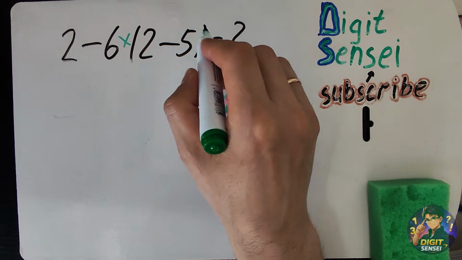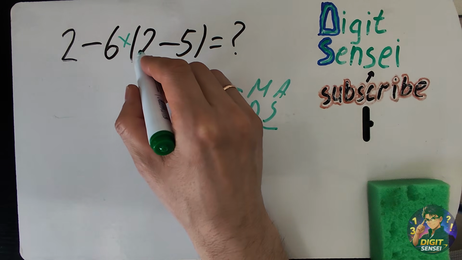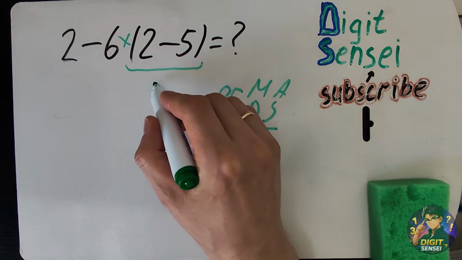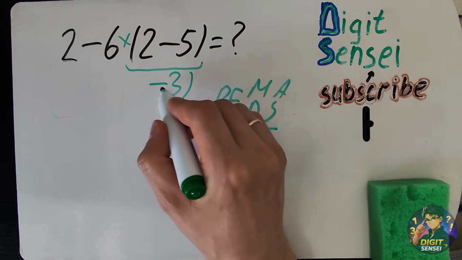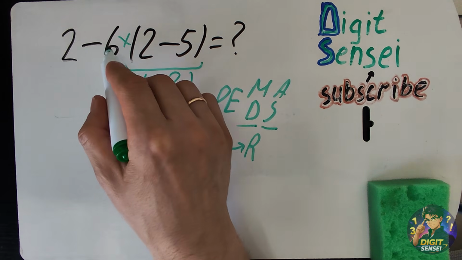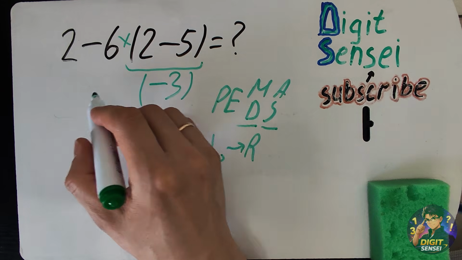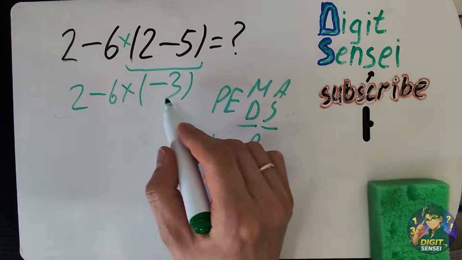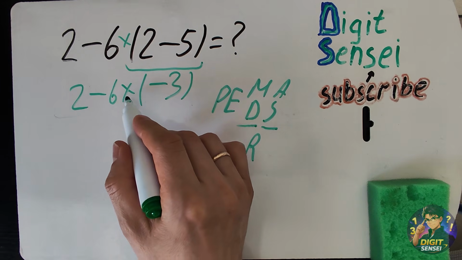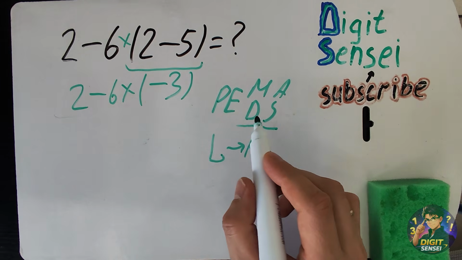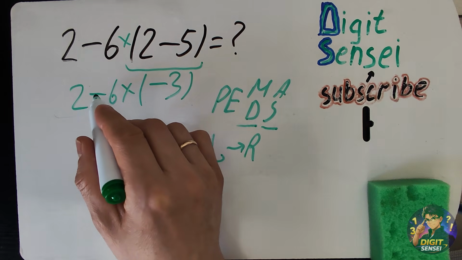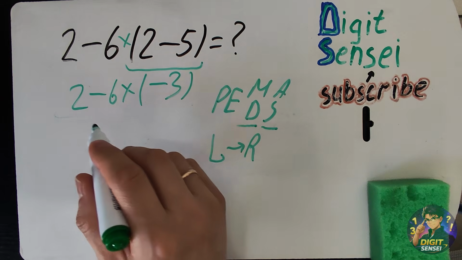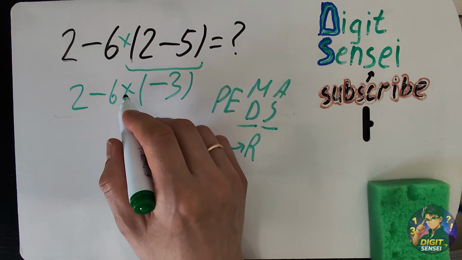So first we have to do this parentheses. Inside this parentheses we have 2 minus 5, which equals negative 3. So 2 minus 6 times negative 3. Now, in this expression we have one subtraction and one multiplication. According to PEMDAS, multiplication has higher priority than subtraction, because multiplication comes before subtraction. So here, first we have to do this multiplication.